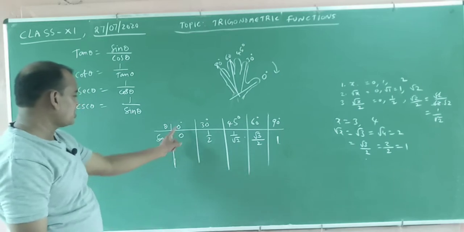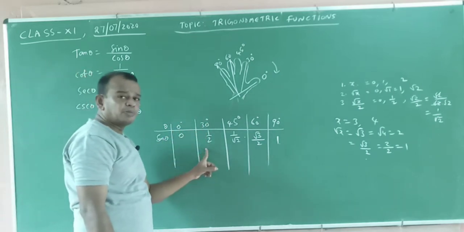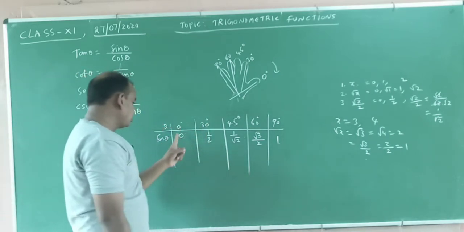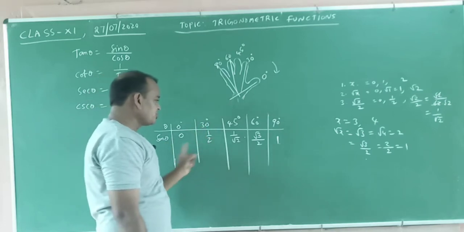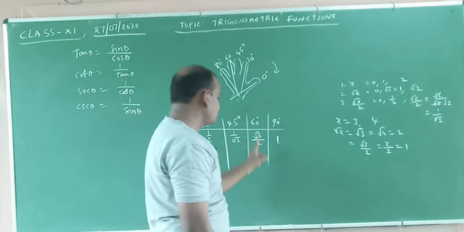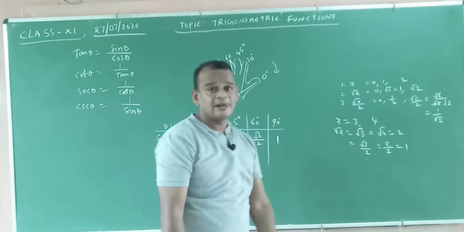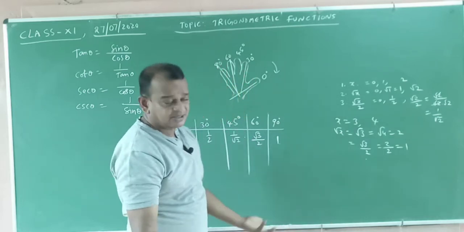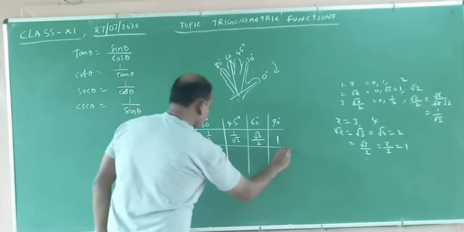Simple. Now sin 0 is 0, sin 30 is 1 by 2. Remember each and every value. Sin 0 degrees is equal to 0, sin 30 degrees is equal to 1 by 2, sin 45 degrees is equal to 1 by root 2, sin 60 is equal to root 3 by 2, sin 90 is equal to 1.